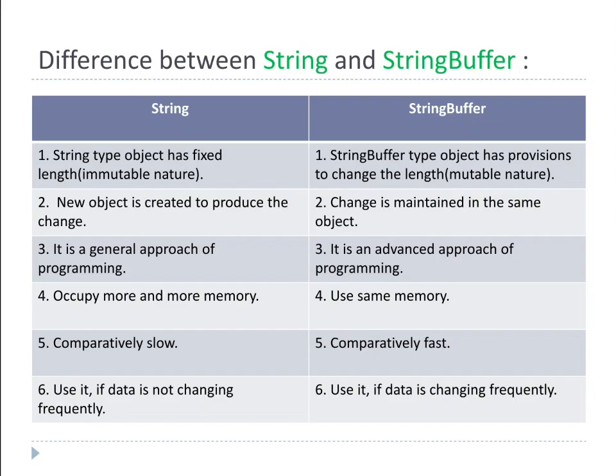String is comparatively slow because when the compiler is executing String, it has to switch from one area to another area, and another area to another area. That's why it is comparatively slow. But in the StringBuffer case, the memory is the same, and the compiler never moves here and there. That's why StringBuffer is comparatively faster.